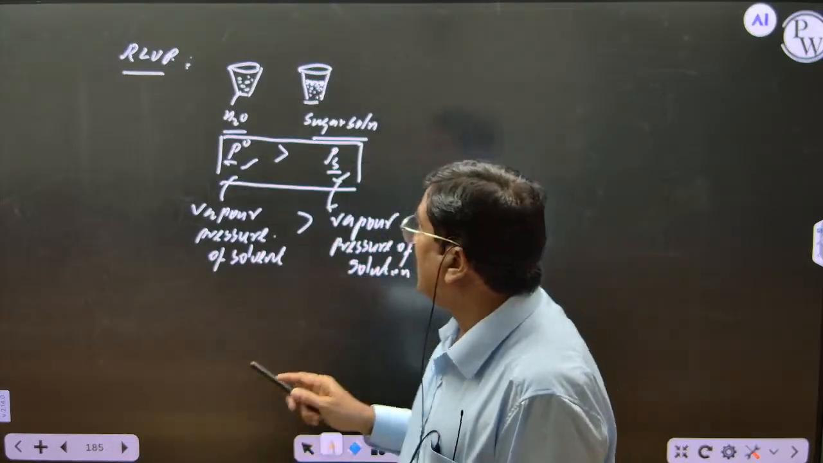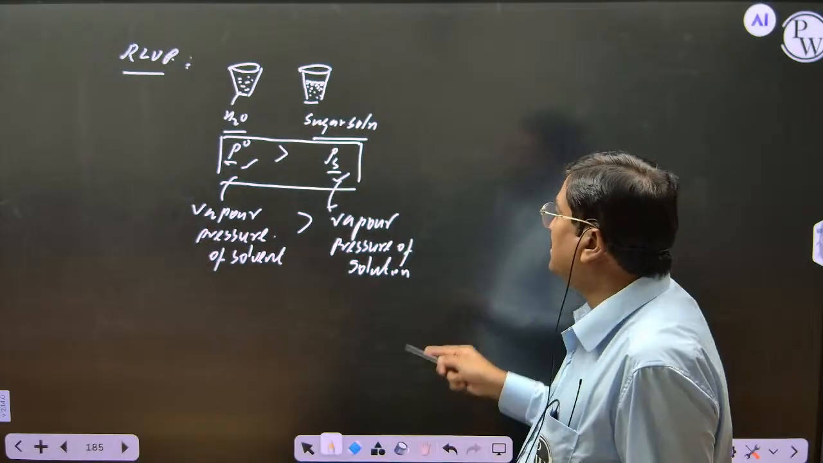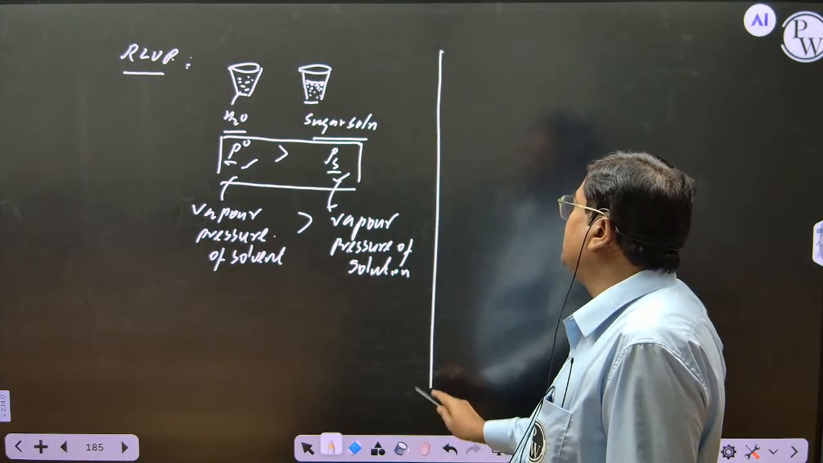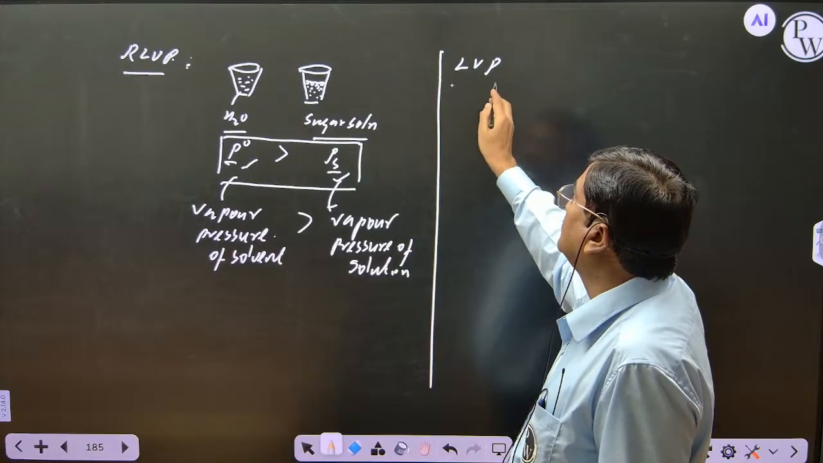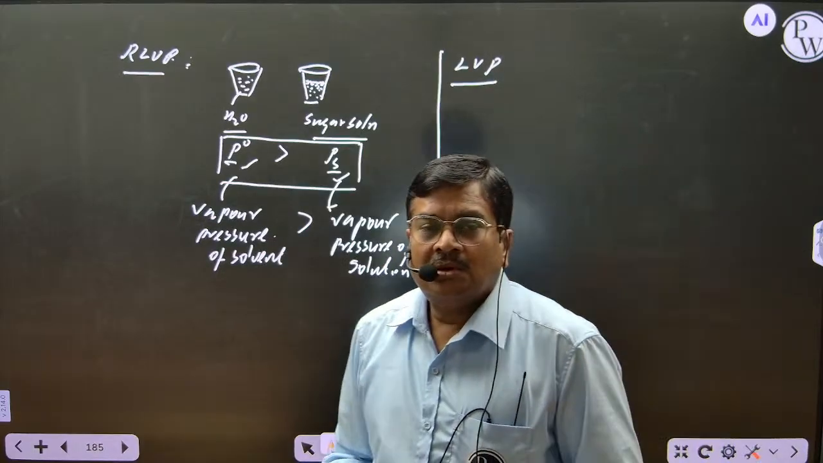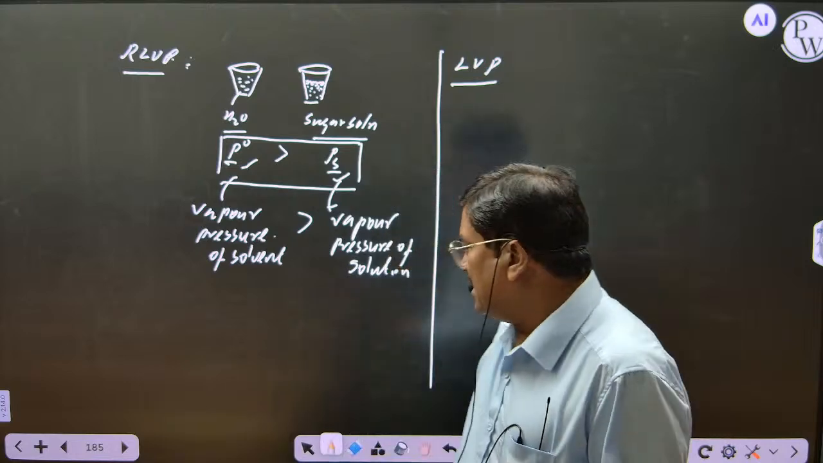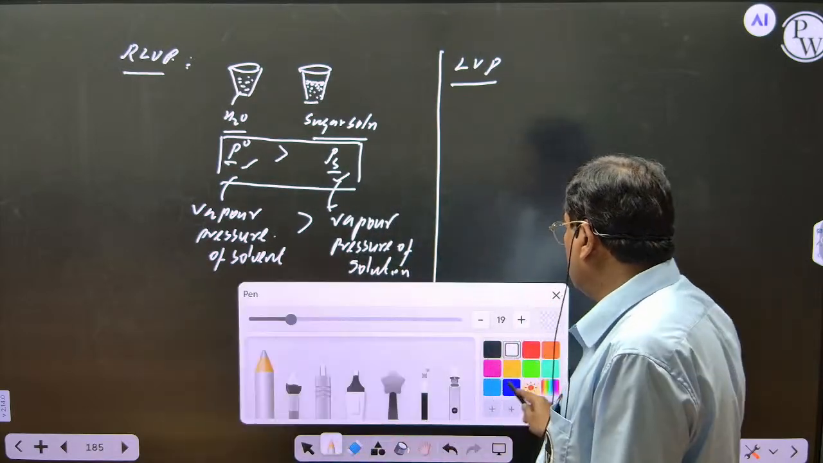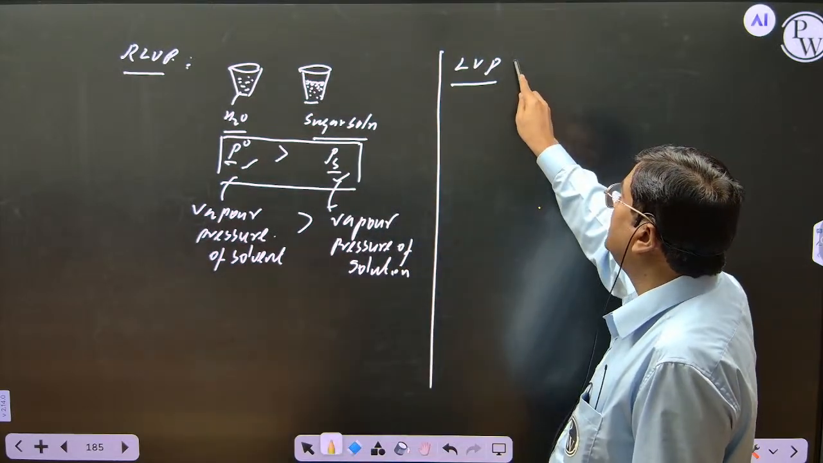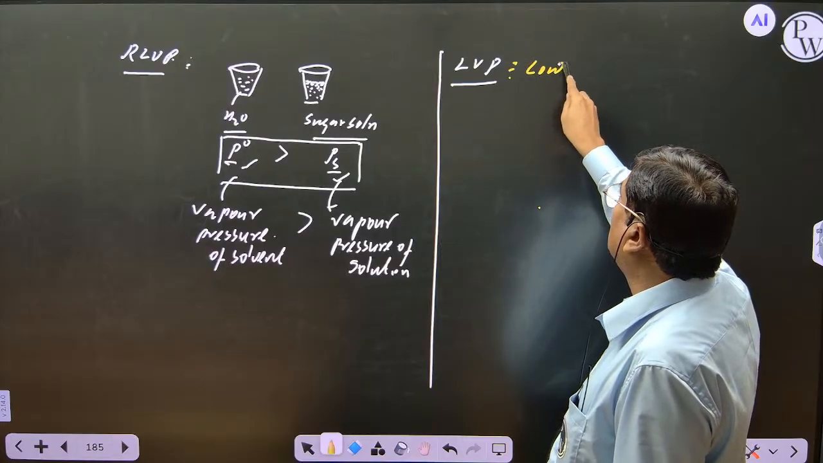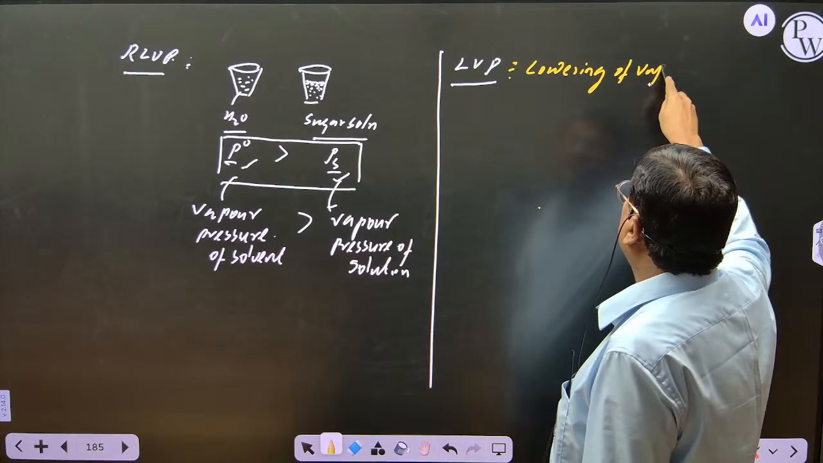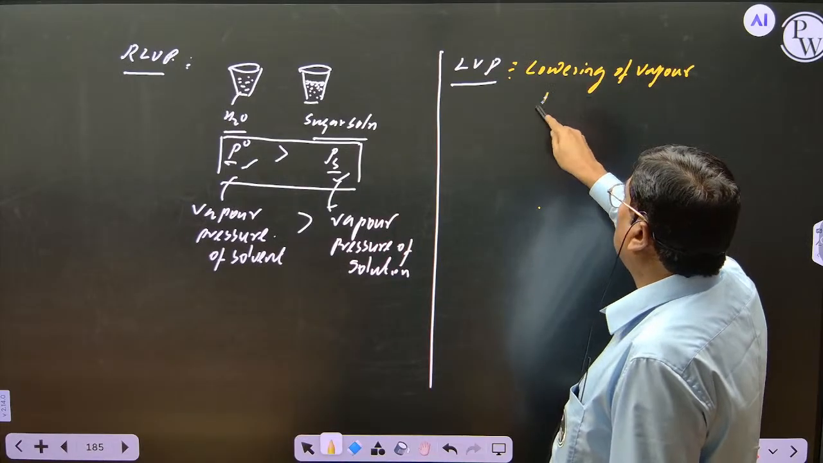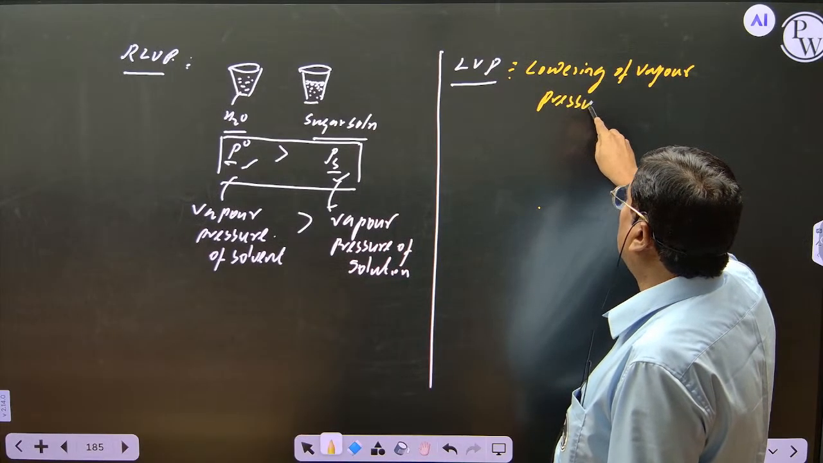Now coming to LVP. Now we are getting a word called LVP. What is LVP? See, lowering of vapor pressure. What is the full form of LVP? LVP means lowering of vapor pressure. The full form is lowering of vapor pressure.